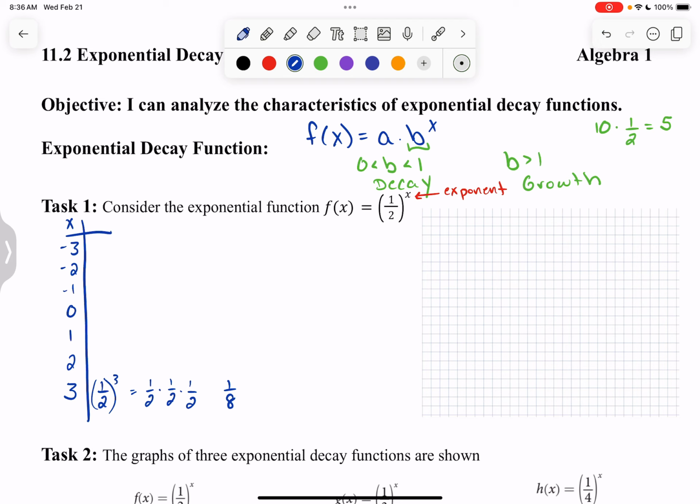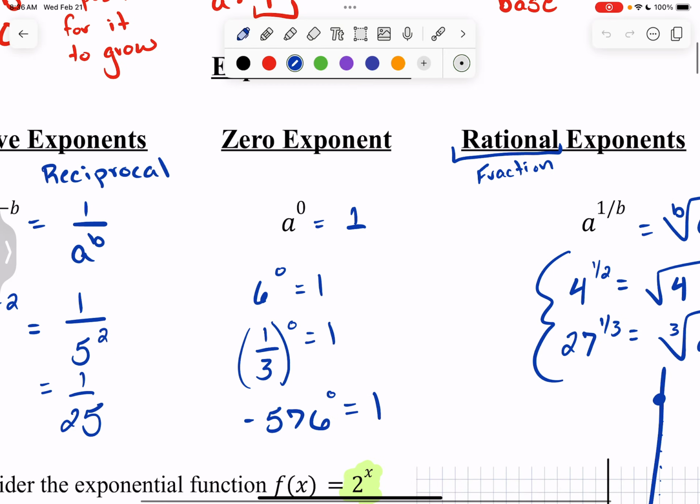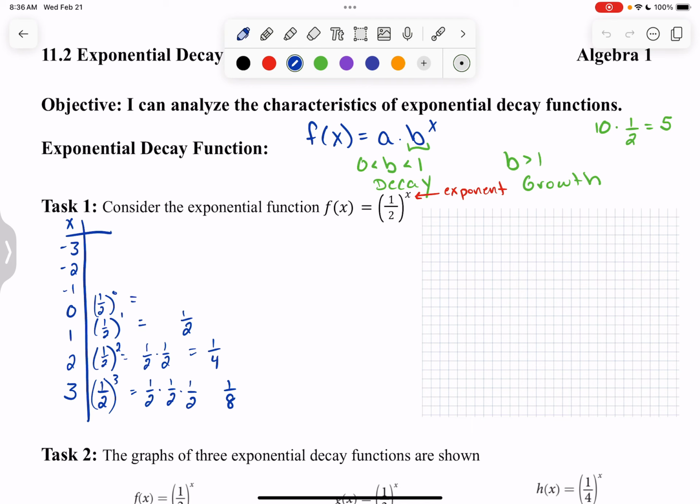Okay, what about 1/2 to the 2nd power? That's 1/2 times 1/2. 1 times 1 is 1, 2 times 2 is 4, so that's 1/4. To the 1st power, 1/2 to the 1st, well, that's just 1/2. To the 0, 1/2 to the 0 power. If you remember from our last section, anything to the 0 power is 1. So 1/2 to the 0 is 1.